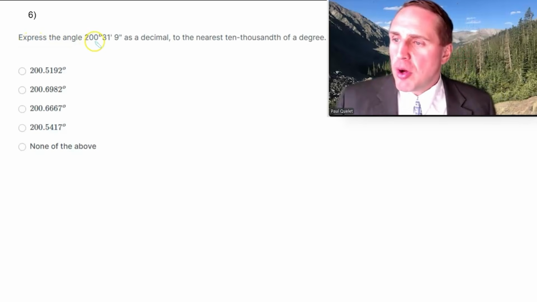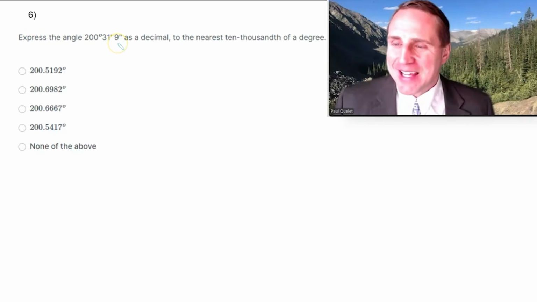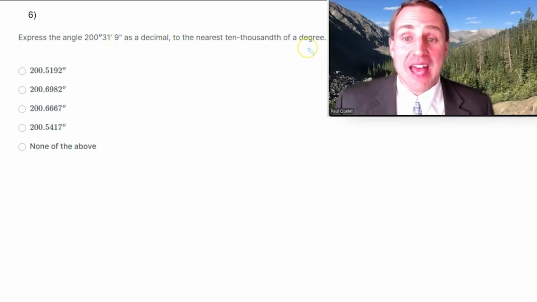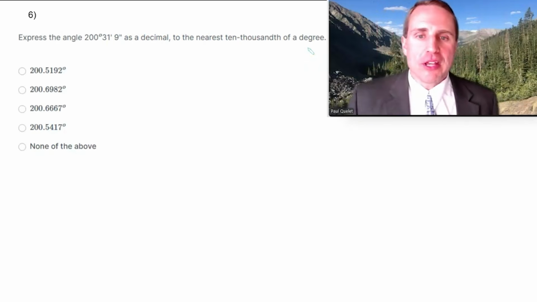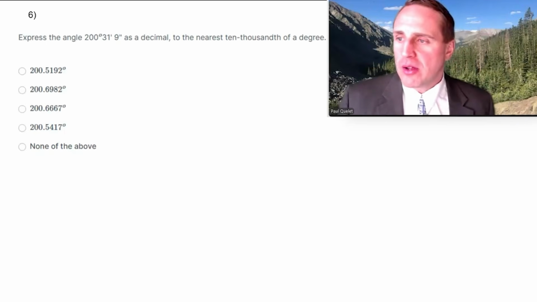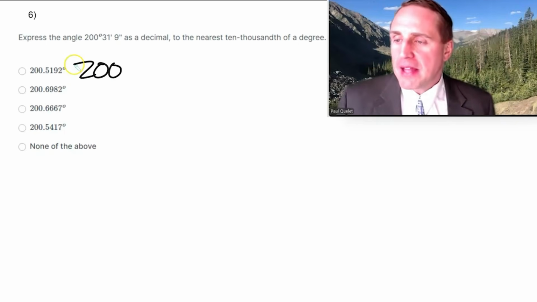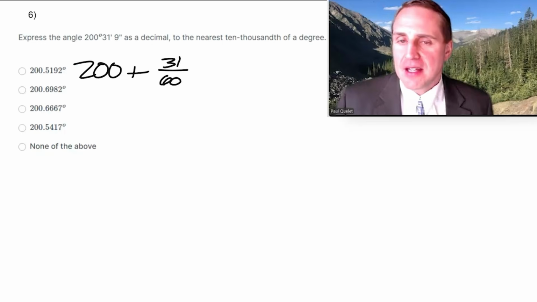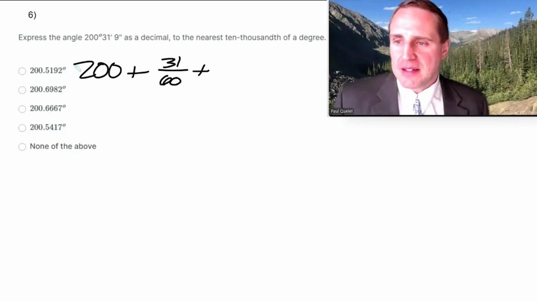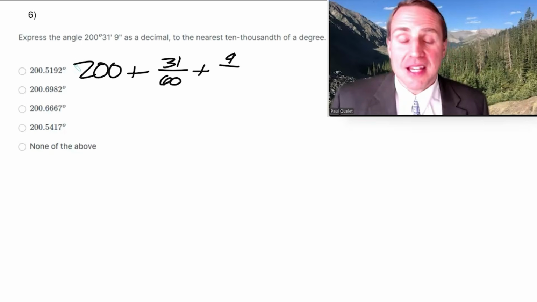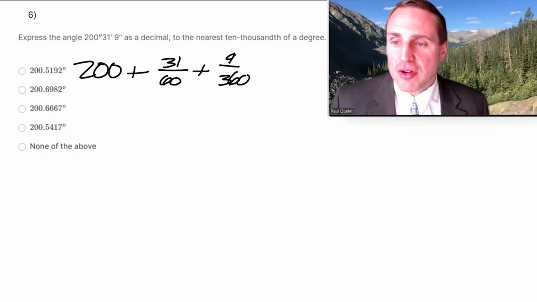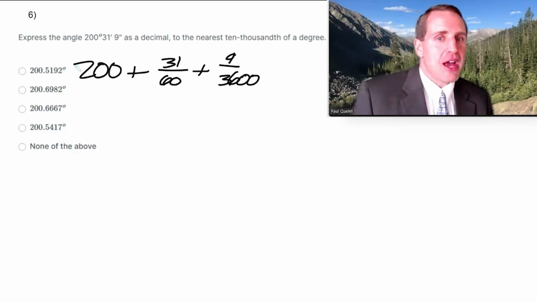Express the angle 200 degrees, 31 minutes, 9 seconds as a decimal to the nearest 10,000th of a degree. So what we could do is we could add this up by hand or have the calculator do it for us. But anyway, it's going to be 200, that's degrees, plus 31 minutes. So that's 31 over 60, because minutes is 60ths of an angle. And then seconds is 60ths of a minute. So this is going to be 9 to get down to the seconds. So that's going to be 60 60ths, so 3,600. Okay, because 60 times 60 is 3,600.